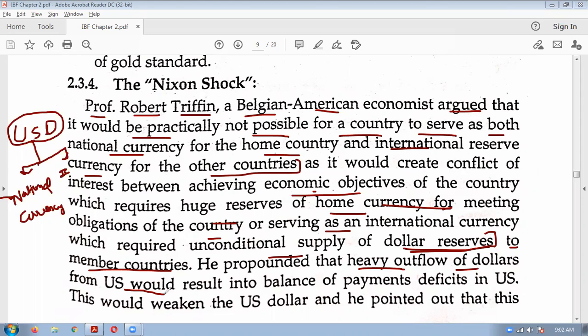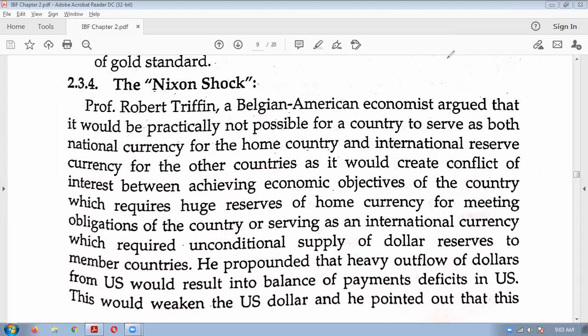He said that if this system was there, it will lead to heavy outflow of dollars from the USA, and it will result in balance of payment deficit. So balance of payment we have studied. No, if there is inflow, there will be credit, and if there is an outflow, there will be debit, and it will lead to deficit. So if US dollar is moving out of USA, it will create a pressure on its balance of payment, and it will lead to deficit in US balance of payment.